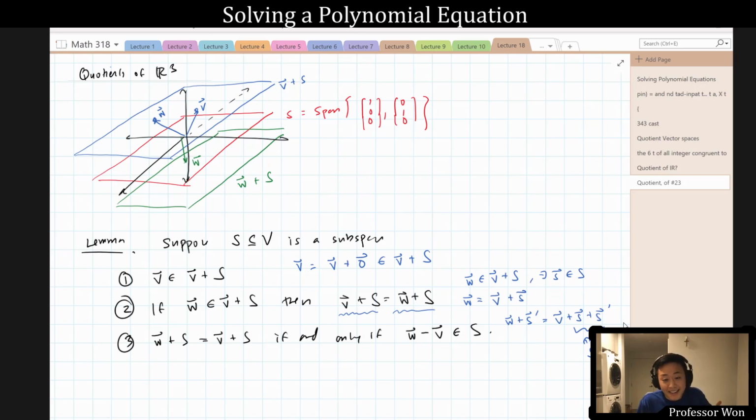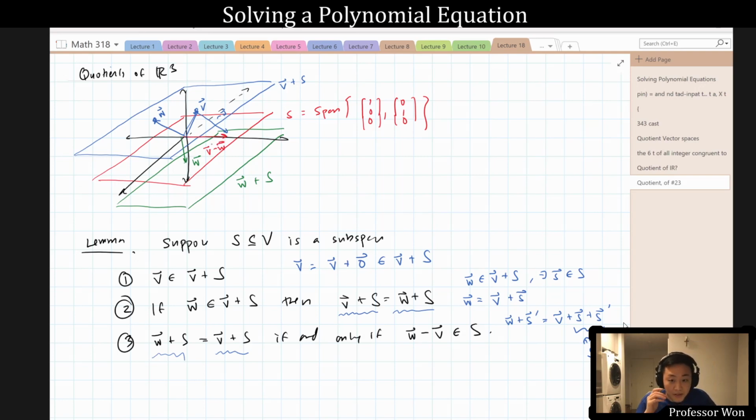Okay, and in fact, you will only get W plus S equals V plus S if the difference of W and V lies in S. Right? So in this case, if you were to take V and subtract off W, it's like you're going up into the plane, the blue plane, and then you're going back down. You'll end up on the red plane. This vector here is V minus W.